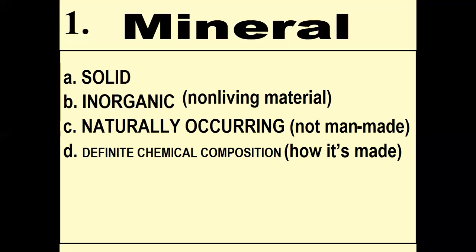Okay, definite chemical composition. That's a bit of a mouthful. Basically, what this means is how it's made. Okay, it's made of certain elements that'll come together and they will make up this mineral. And you'll kind of see what we're talking about there because there is a part of this on the reference table that you'll see which minerals are made of what elements and their composition. So we'll talk about that a little bit more in detail.